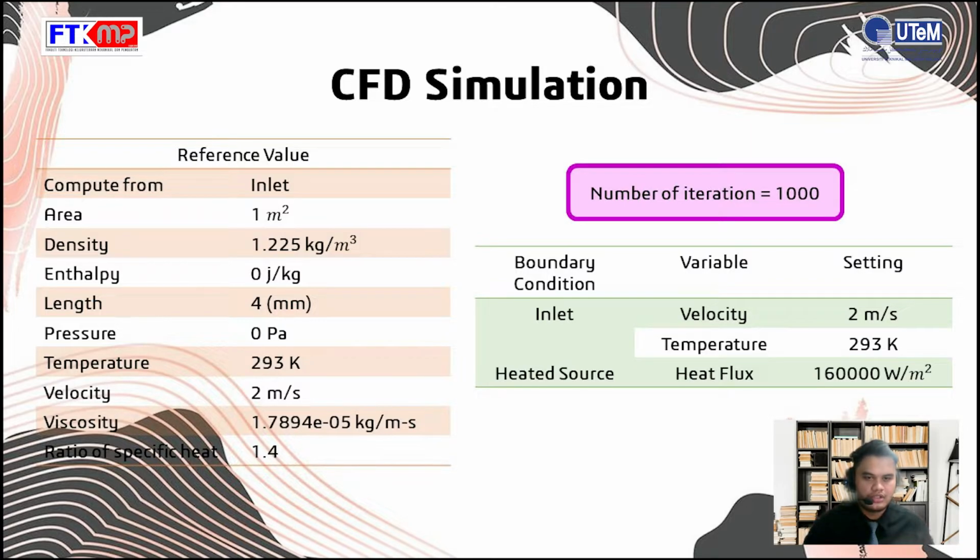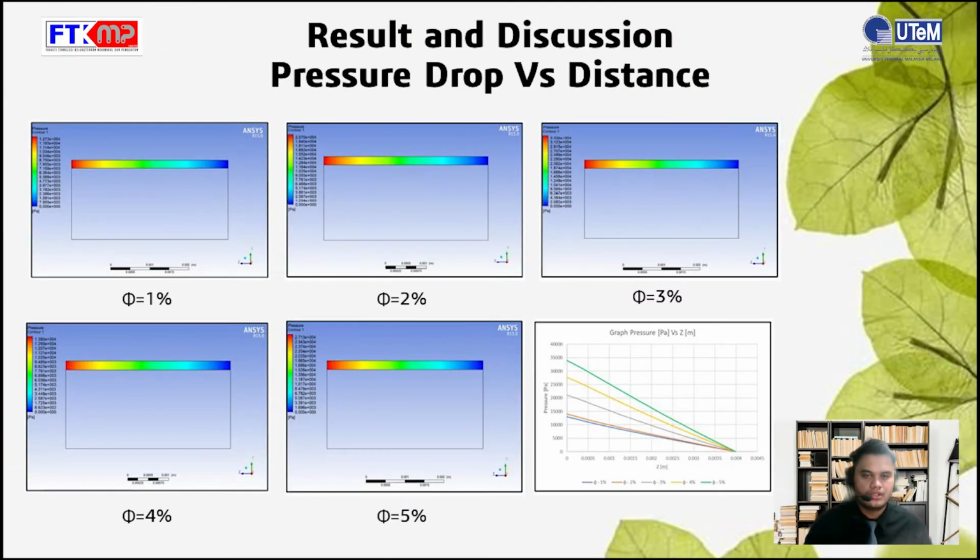The boundary condition for heated source, the variable we set is heat flux 160000 watt per meter square. So the study runs 1000 for the number of iterations. We go to the result and the discussion.